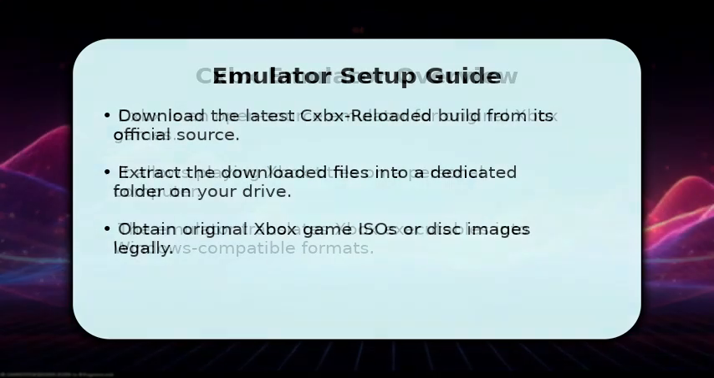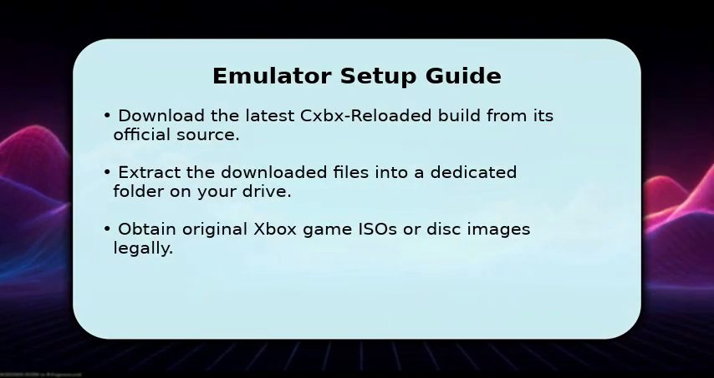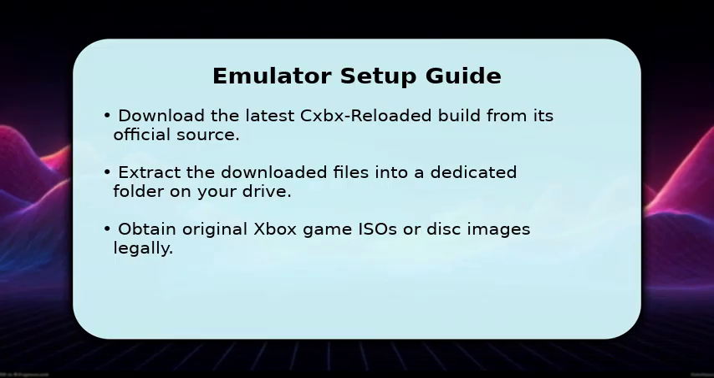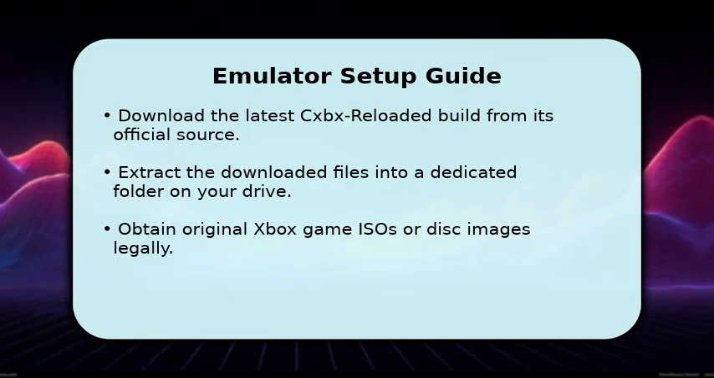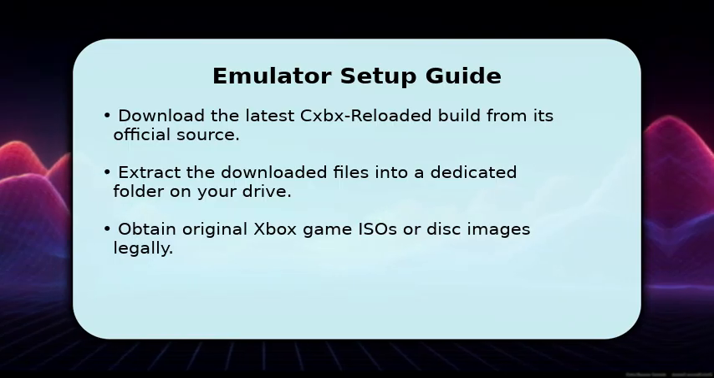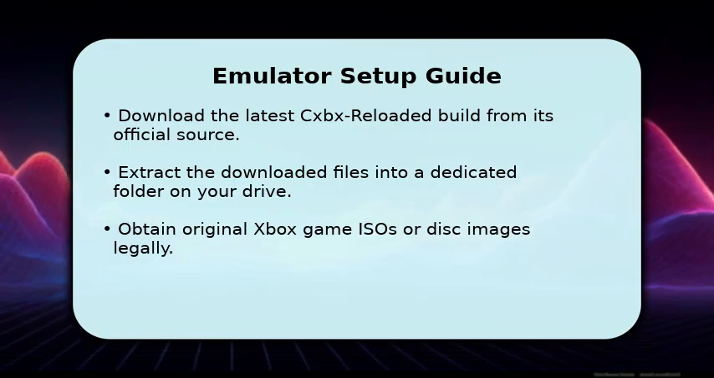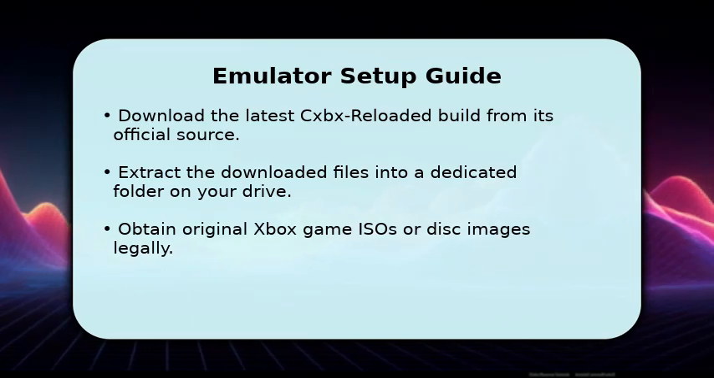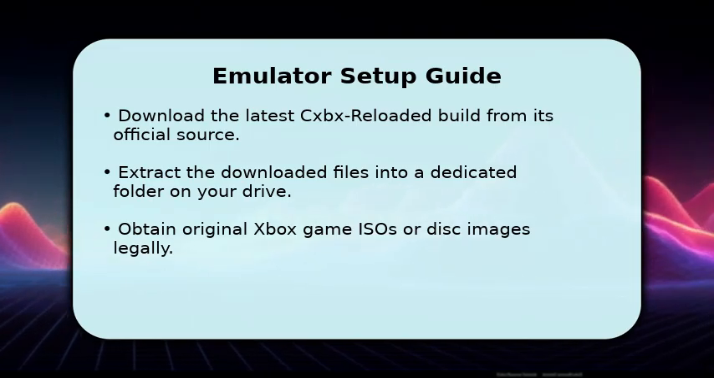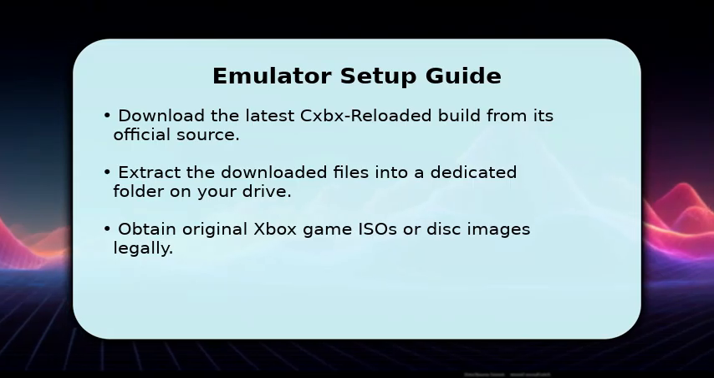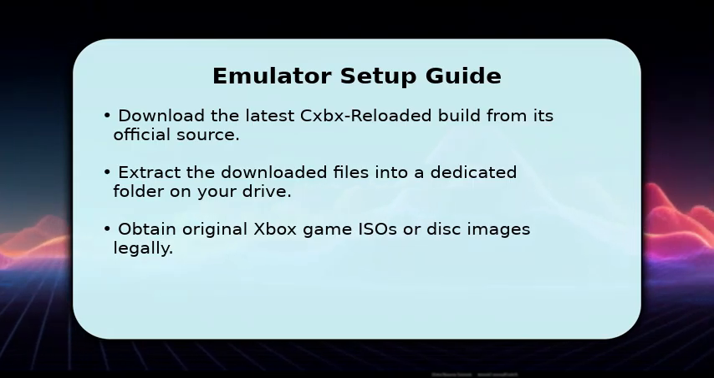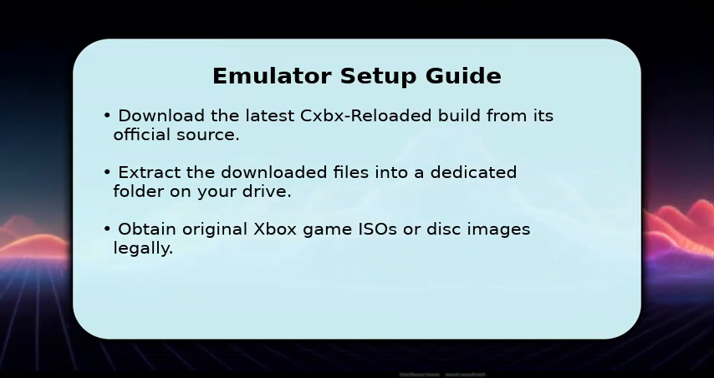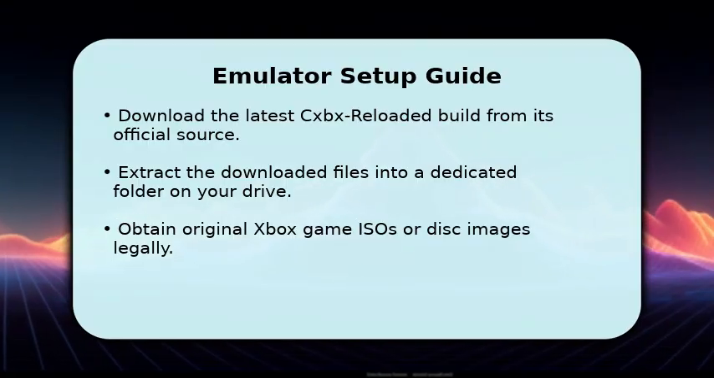To begin, download the most recent Cxbx Reloaded build from its official website. Once downloaded, extract all the files into a new, dedicated folder on your computer. Next, you'll need to acquire your Xbox game files, typically in ISO format, from legally owned copies. Finally, launch the emulator and navigate to the Settings menu to configure your preferred graphics and audio options for the best gameplay experience.